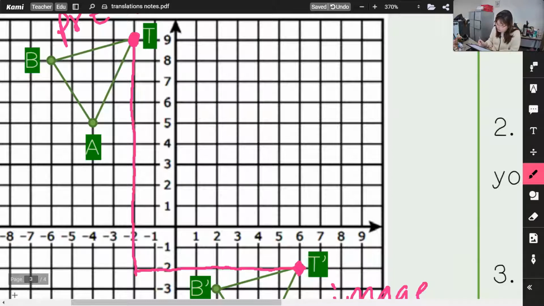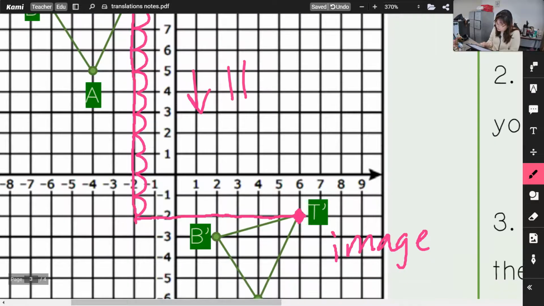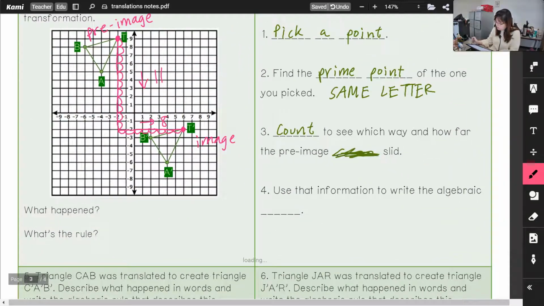So we'll count from T down. 1, 2, 3, 4, 5, 6, 7, 8, 9, 10, 11. So it went down 11. Then it went to the right. So let's count these. 1, 2, 3, 4, 5, 6, 7, 8. Okay? So after we count that, we can write down what happened. The figure slid 11 units down and 8 units right.